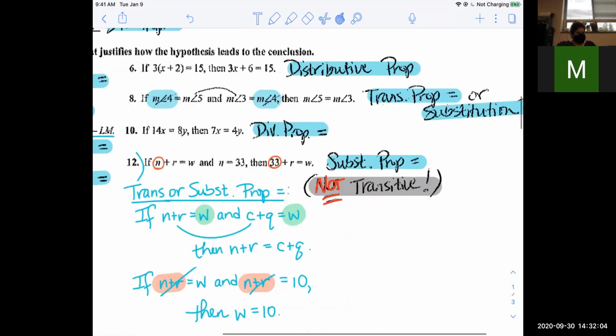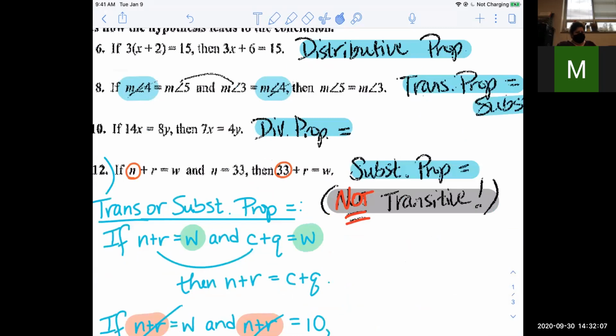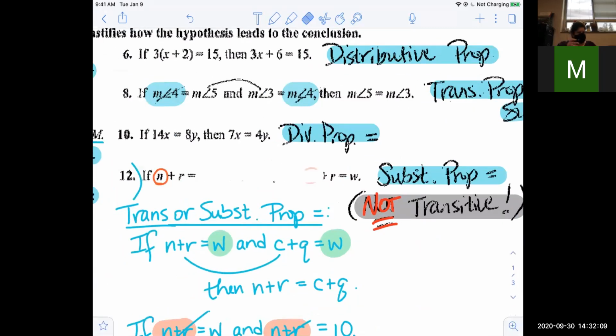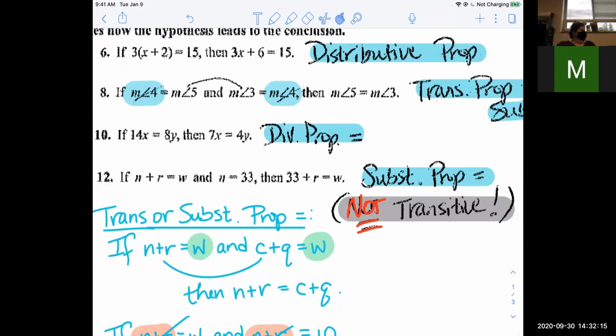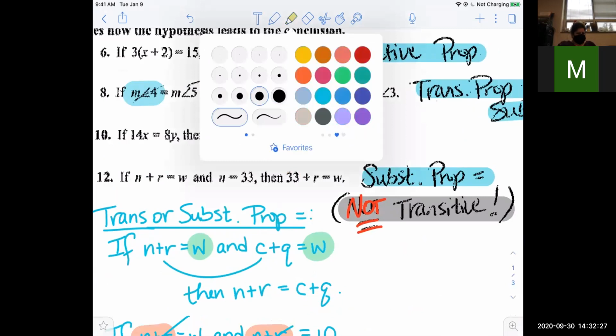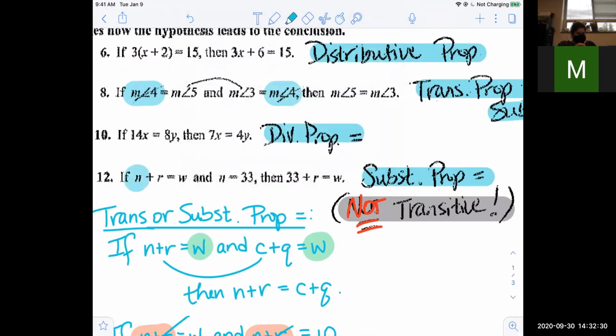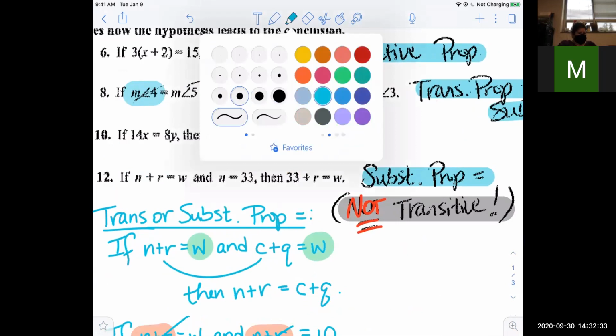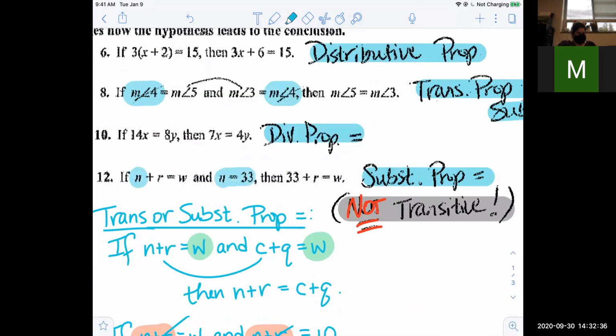Okay, for number 12, why is that substitution but not transitive? So let me get rid of this. For number 12, why is that substitution but not transitive? Max? Okay, that's why it is substitution. So it is substitution because if n is 33, we're basically saying, okay, n's 33, so let's go ahead and put that in right there in place of n, and then we'll have 33 plus r equals w. So that's why it is substitution. Tell me why it's not transitive.